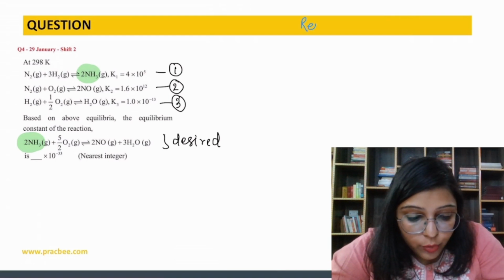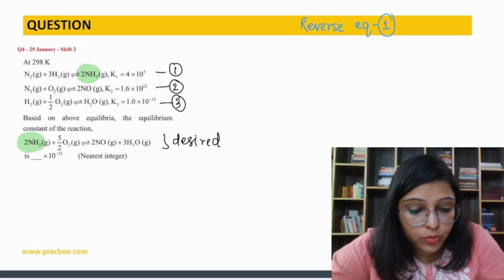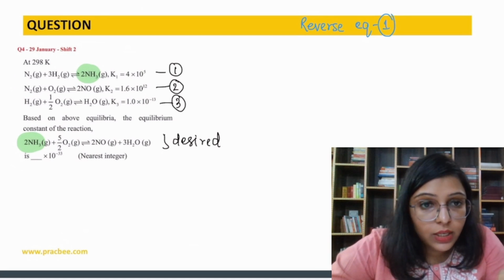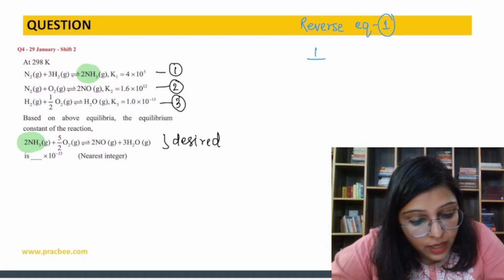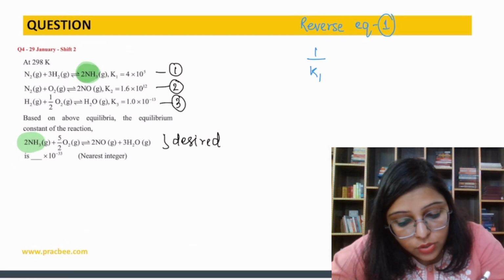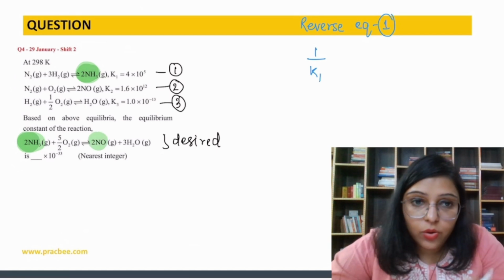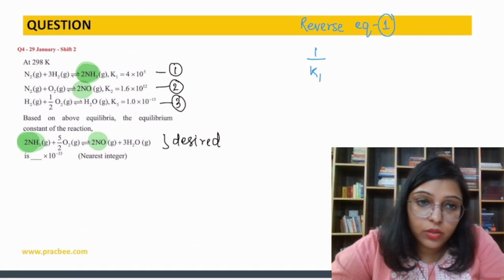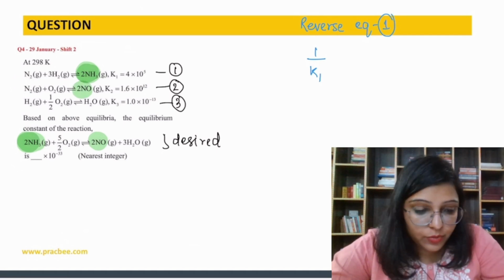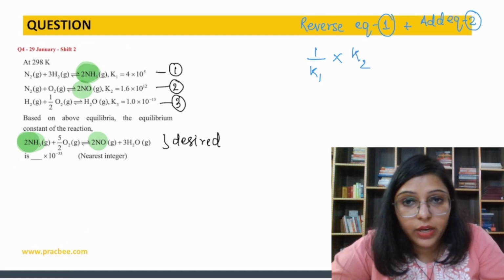So what I'm going to do, I'm going to reverse equation 1. On reversing equation 1, if you reverse the equation, then we have to take the reciprocal of the equilibrium constant. So we have 1 by K1. Okay, we can do this thing. Now coefficient of ammonia over here is 2, here also 2. Then we have 2NO on right hand side, and in the second equation 2NO on the right hand side. So kuch nahi karna, we have to add equation 2. If I'm adding equation 2, so equilibrium constant we have to multiply, so into K2.